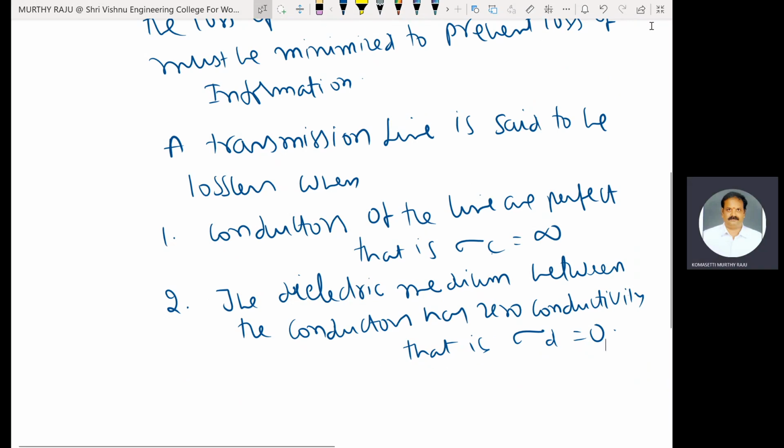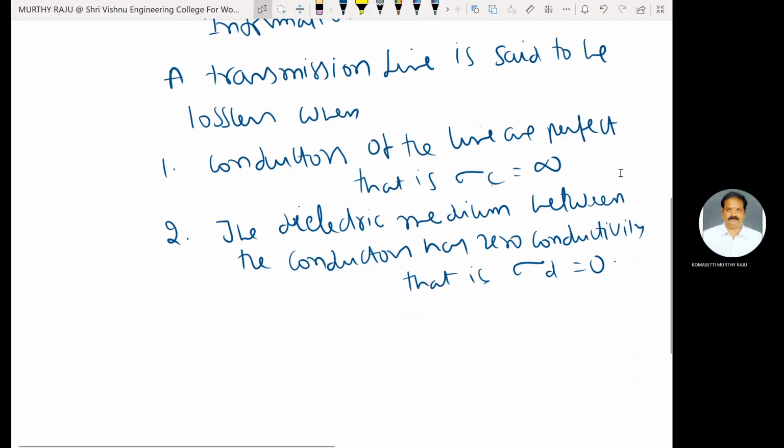For a lossless transmission line, by substituting sigma c equal to infinity and sigma d equal to 0 in the distributed parameters of various kinds of transmission lines, it is evident that R equals 0 and G equals 0.